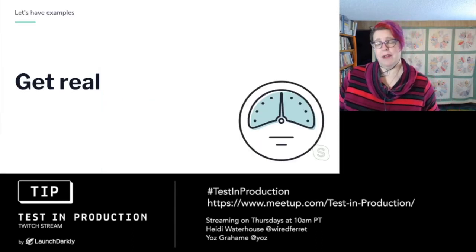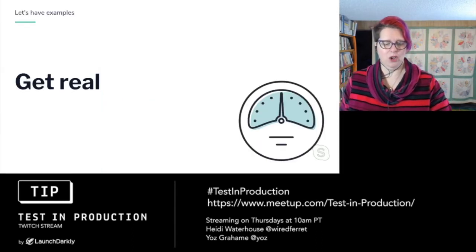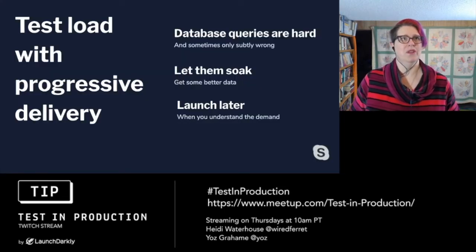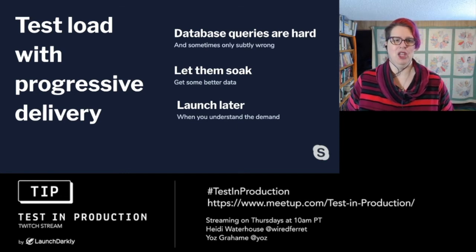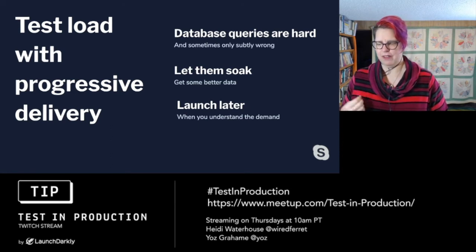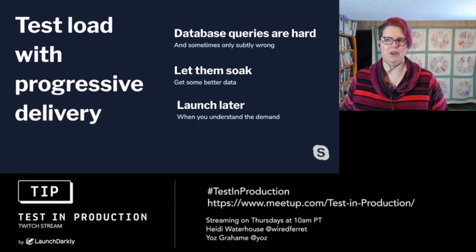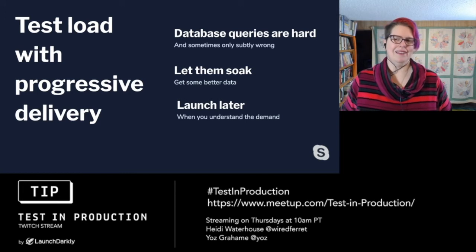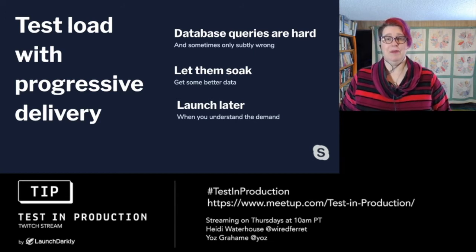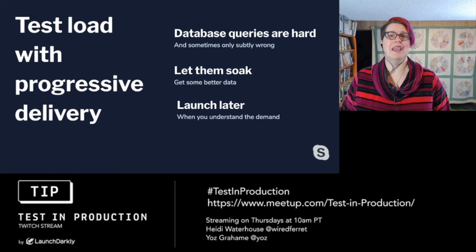Okay, so I've hypothesized for a while, and now we are going to get real. What could you do with flags for testing? You can test load with progressive delivery. If you've ever been near a database, you know that database queries are hard, and it is easy to be subtly wrong in a way that's going to cause a ton of churn and traffic and database bog down, but only at scale. And you're not going to be able to tell if you've screwed that up until you've had it out at scale for a while.